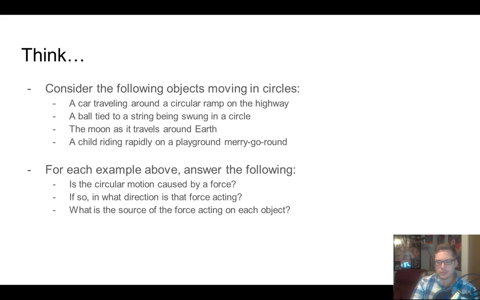Alright, gang, here we go. So this is Physics, Unit 4, Part 1. We're talking about circular motion.